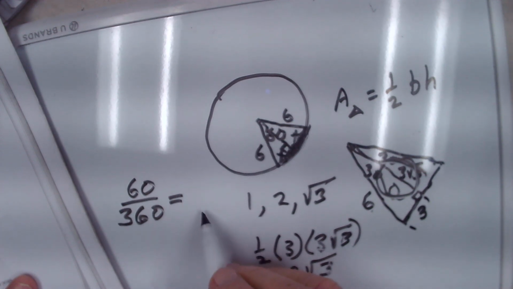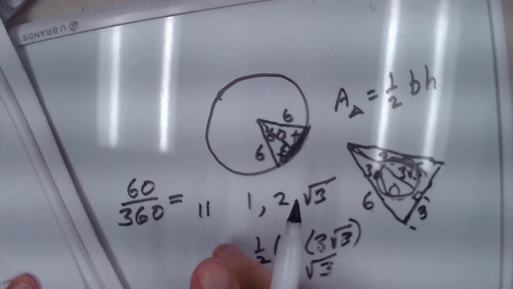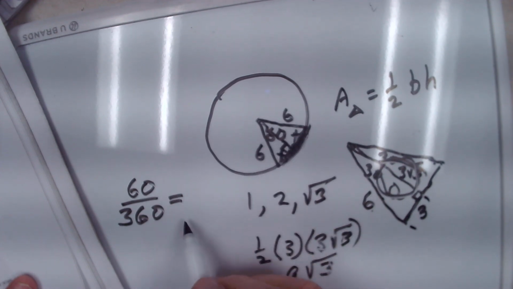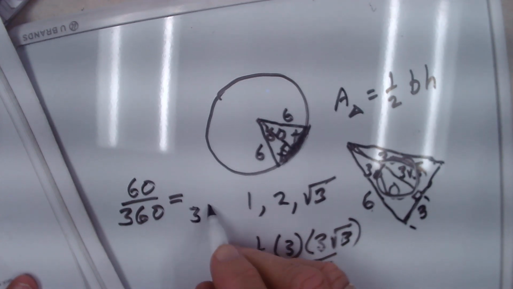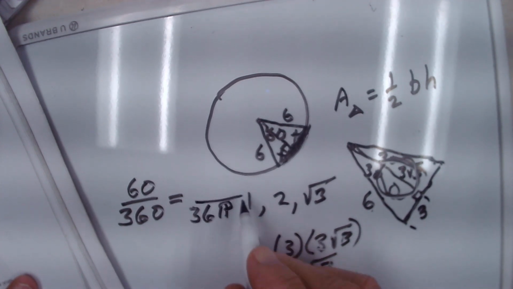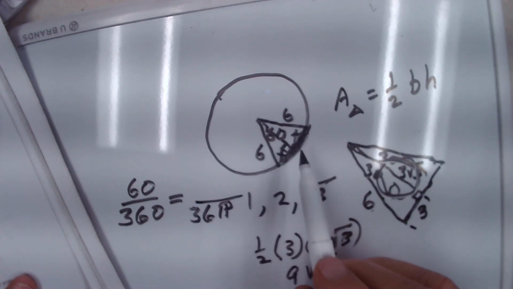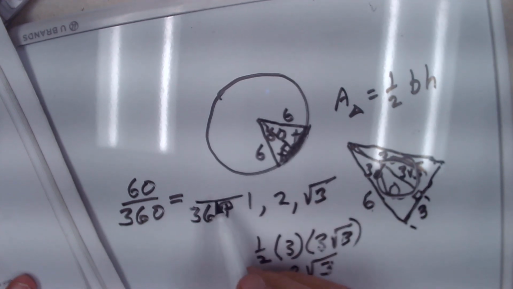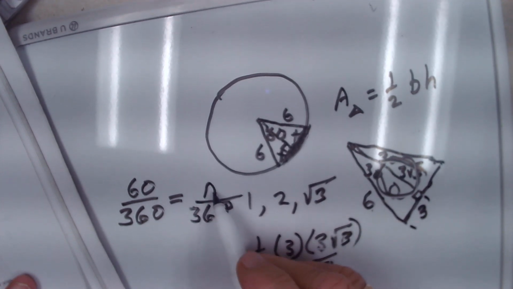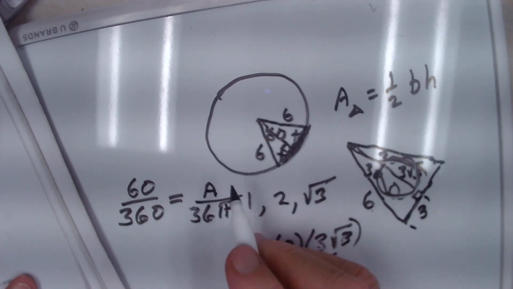The area of the circle is pi r squared, which is going to be 36 pi. That's the area of the whole circle. Pi r squared, there's r. It's 6. And then this is what we're looking for, the area of the sector.